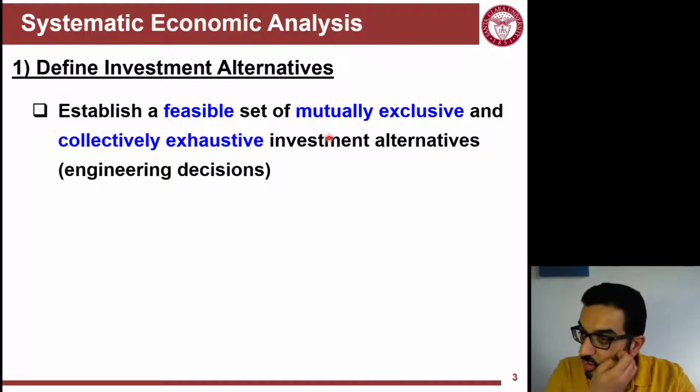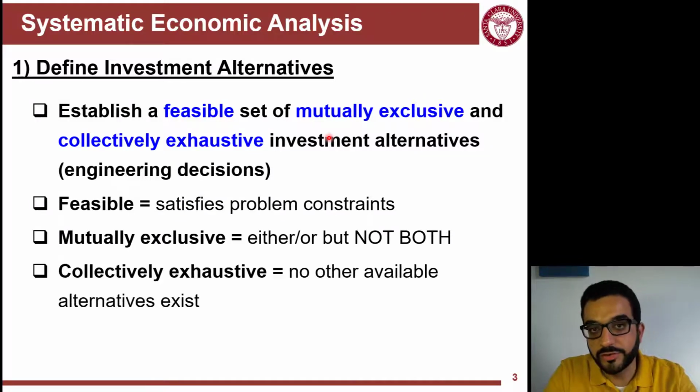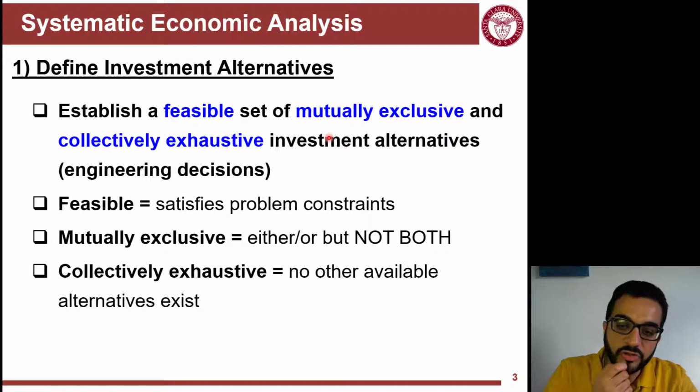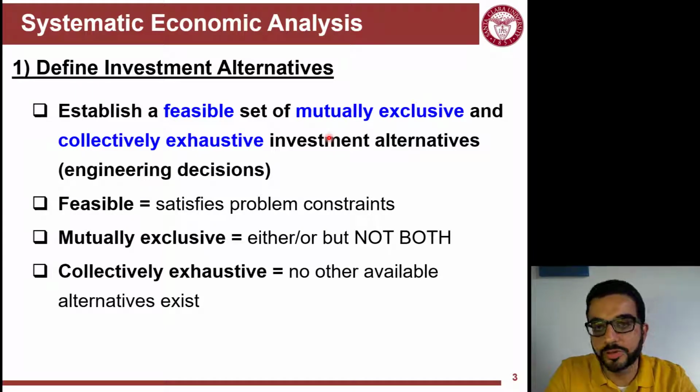So what does this mean? First, feasible: you have constraints, and you have to comply with these constraints. Every one of these alternatives is feasible by respecting the constraints. Mutually exclusive means it's either-or, but not both. If I have an option to buy an equipment, and an option of buying another version of it with different features, I might have a third option combining the features of both. I need to represent that as a separate alternative.